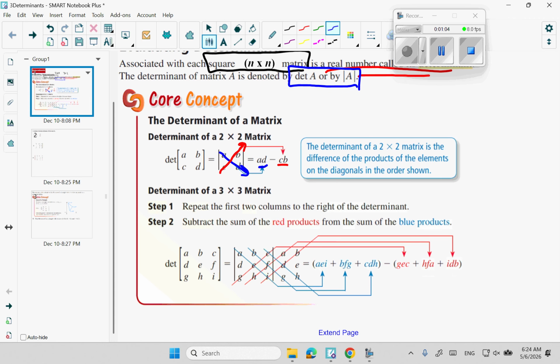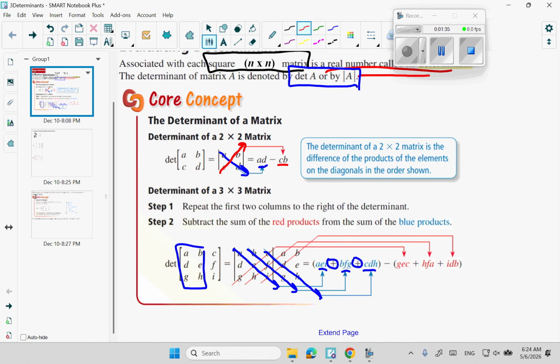So you rewrite the first two columns. So you see how I have A, B, D, E, G, H? I rewrote them right here, A, B, D, E, G, H. And then I multiply all three of these numbers along this diagonal, all three of these numbers along this diagonal, and all three of these numbers along this diagonal. Now, when I'm looking at this diagonal, all three of those arrows are going the same way. So they all get added.